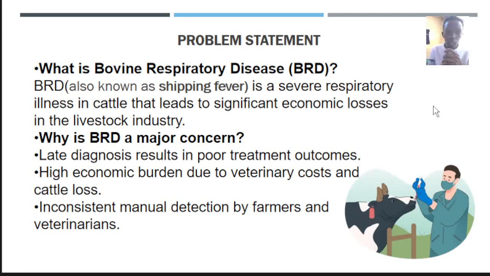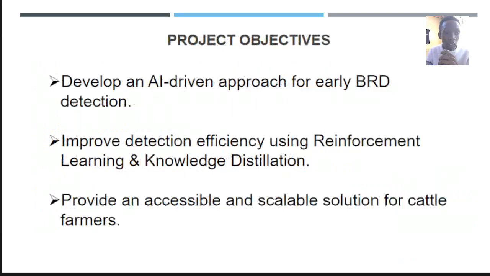When this disease breaks out, or is caught in the late stages, it can lead to high costs and also cattle losses when they die. And lastly, there is inconsistent manual detection by farmers and veterinarians. It can be costly and also tiresome. Therefore, with this approach, the burden can be taken away.